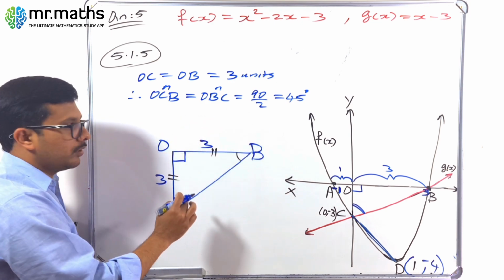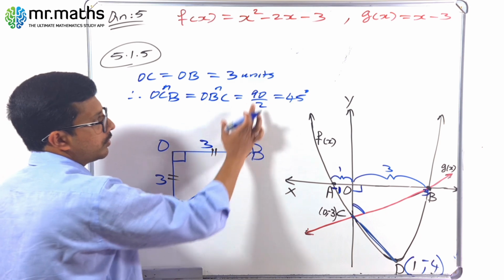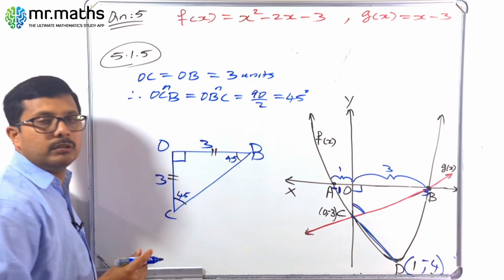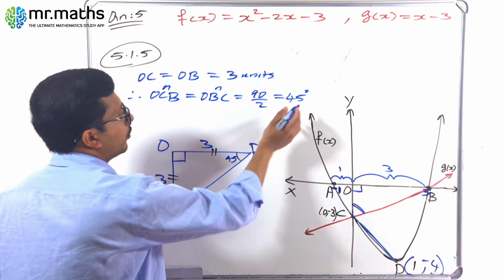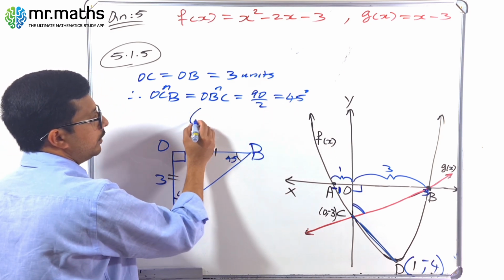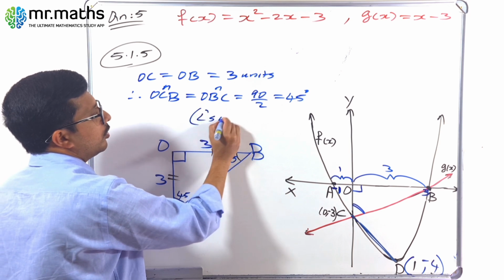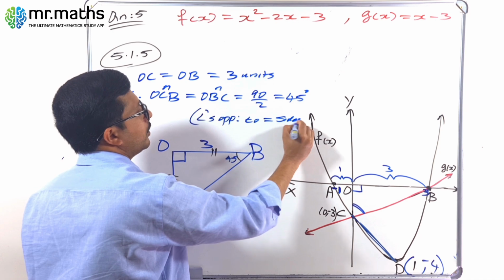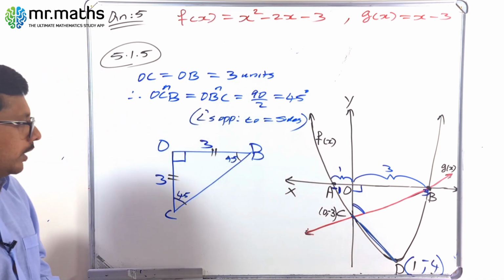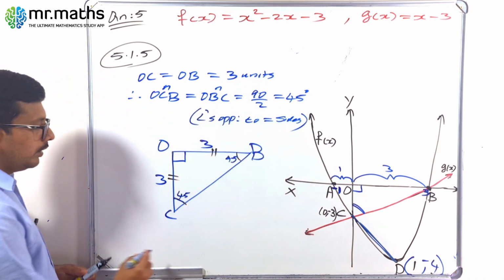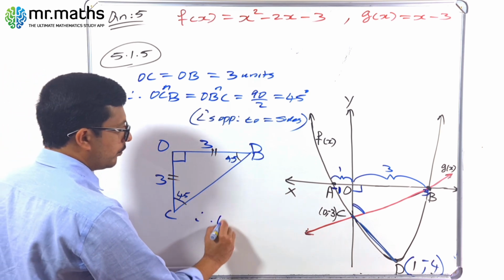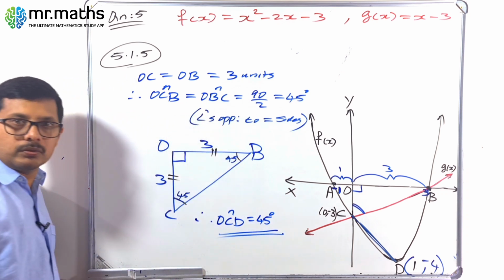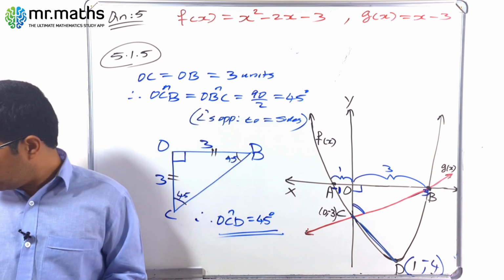Sum of the angles in a triangle. So the sum of these two is 90, so each one is supposed to be 45. Then only they will be equal. So 45, 45. What is the reason? Angles opposite to equal sides. Therefore, what is our question? OCB. Therefore, OCB is equal to 45 degrees. That's all. So that is question number 5.1.5.